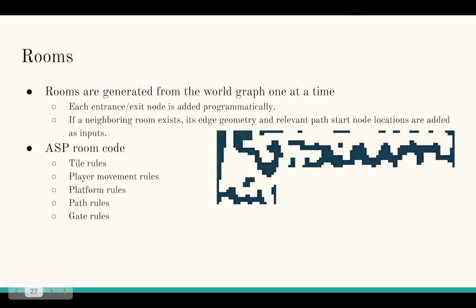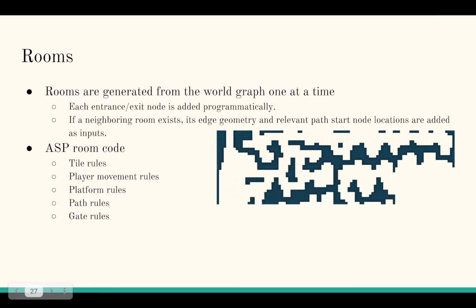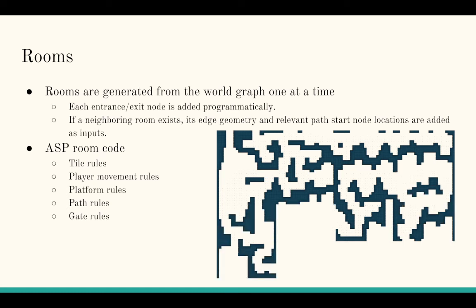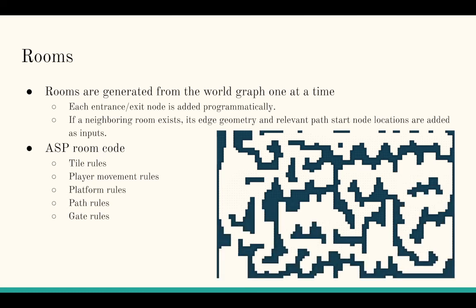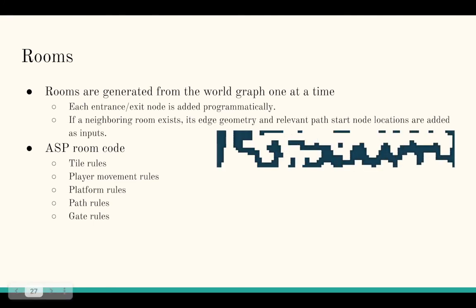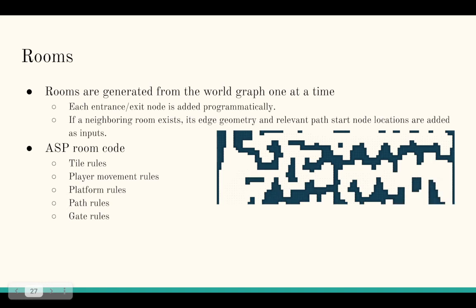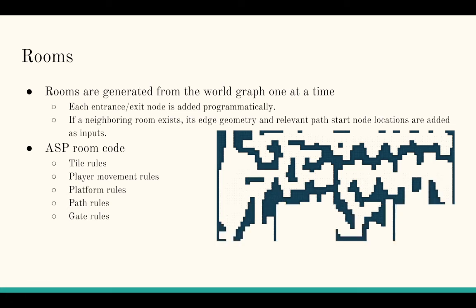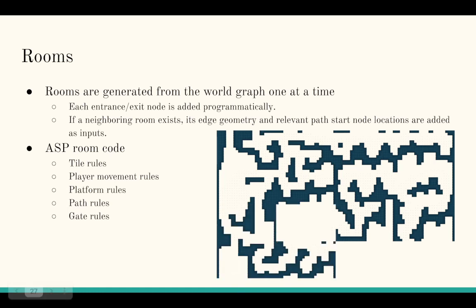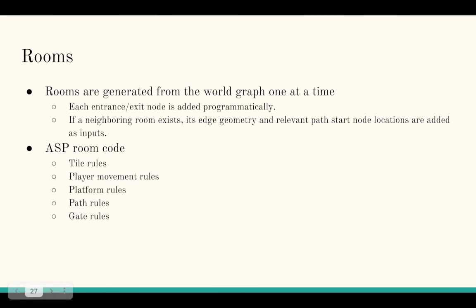And then you have the platform rules, and the platform rules are actually just something that I use to kind of simplify the code. It breaks up each room into, at most, 5 platforms. And then you build paths between those platforms. So that's the path rules. And the gate rules are just what type of gates are there? Is it a door? Is it a water hazard? Is it a lava hazard? And then you have to actually place those tiles.